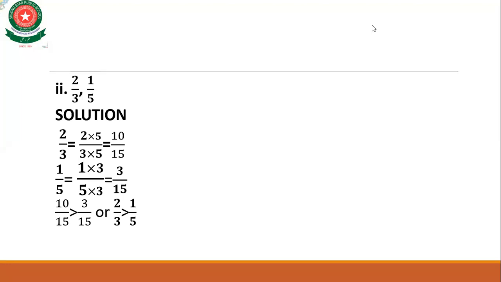Now again we are going to compare both the answers, 10 by 15 and 3 by 15. We know that 10 by 15 is greater than 3 by 15, so we have to put a sign greater than. So 10 by 15 is greater than 3 by 15, or we can say 2 by 3 is greater than 1 by 5.